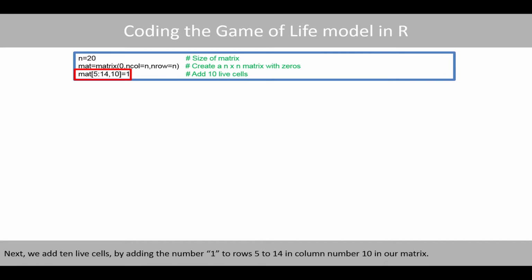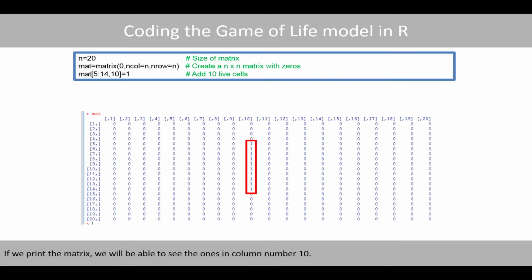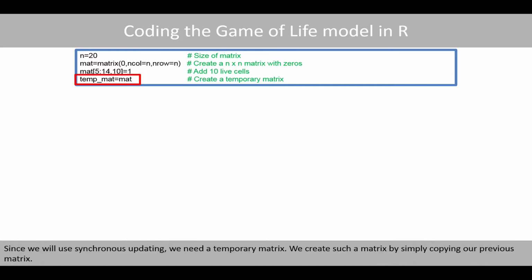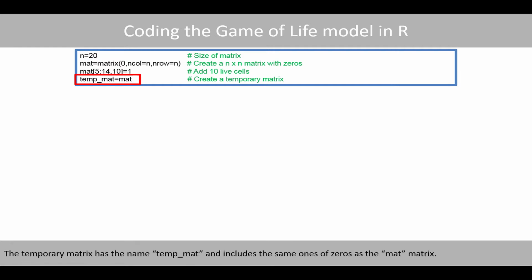Next, we add 10 live cells by adding the number 1 to rows 5 to 14 in column number 10 in our matrix. If we print the matrix, we will be able to see the ones in column number 10. Since we use synchronous updating, we need a temporary matrix. We create such a matrix by simply copying our previous matrix. The temporary matrix has the name temp_mat and includes the same ones and zeros as the mat matrix.